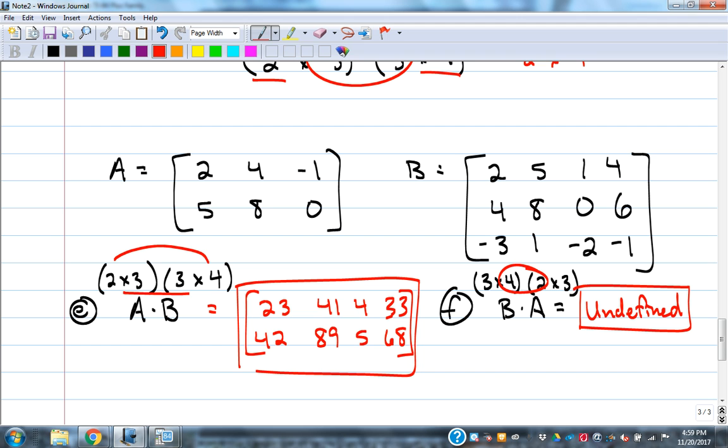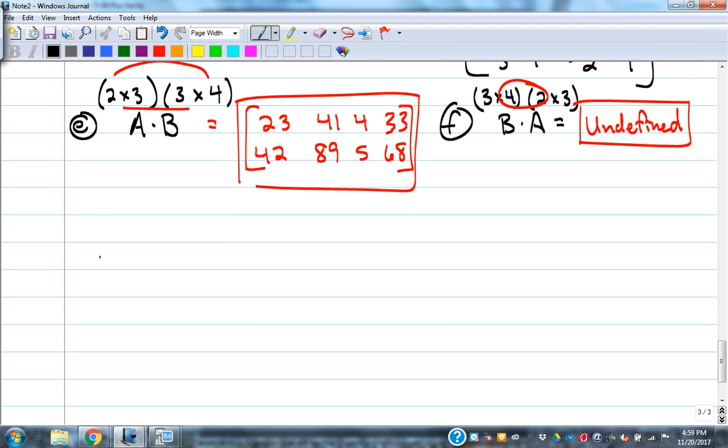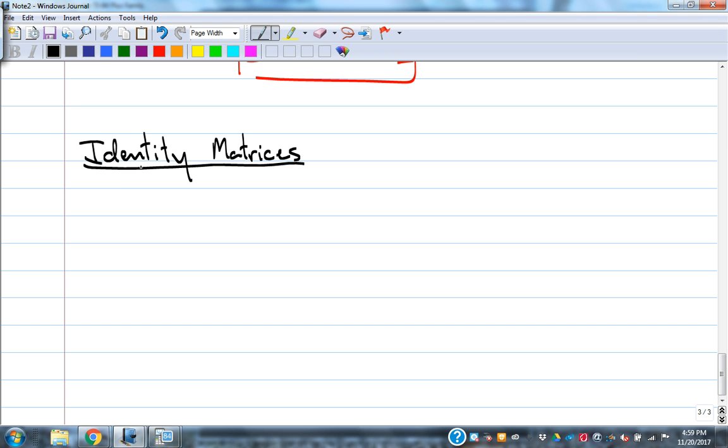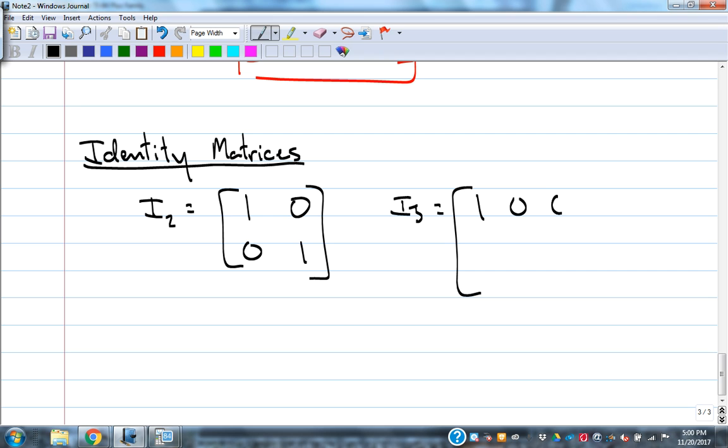All right. Now, a little more stuff. Identity matrices. Identity matrices are of various sizes. I2 is what it's called. It is a 2 by 2 matrix with zeros and ones in it. It's got a diagonal of 1s starting at the top left and going to the bottom right. I3 is 3 by 3. 1, 0, 0, 0, 1, 0, 0, 0, 1.